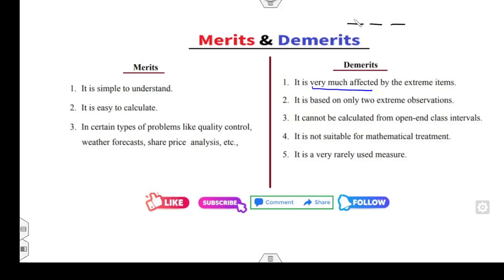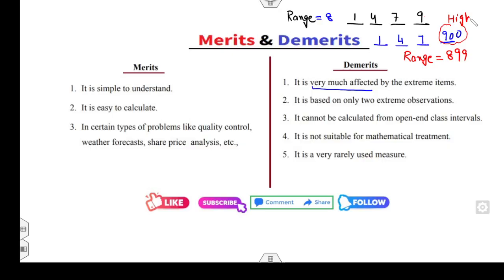If you have say 1, 4, 7, 9. So what is the range? Range will be 9 minus 1 is 8. But if I change only the one information, say 9 to be 900, then what is the range? Range will be 899. So clearly say by changing only one number to be very high, fine, the range is drastically changed. So that means it is much affected by the extreme values.